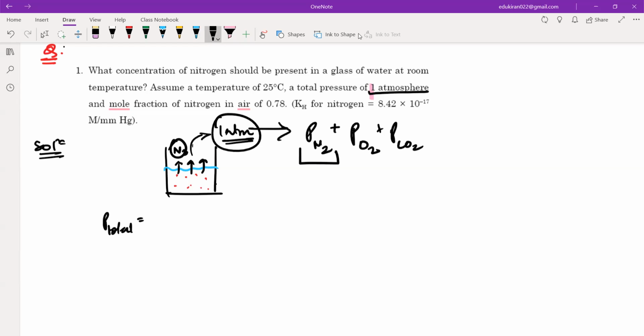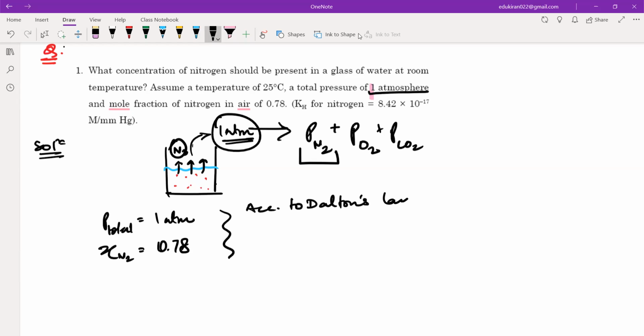So P total is equal to P total for what? The complete gases N2, O2, CO2 सबको मिला के कितना है? P total is equal to 1 atm, and the mole fraction of N2 is equal to how much? 0.78. So now according to Dalton's law of partial pressure, you should know that the partial pressure of any gas is equal to what? Its mole fraction multiplied by the total pressure.